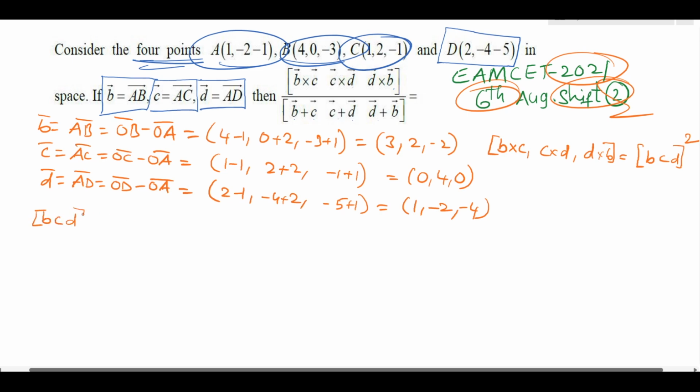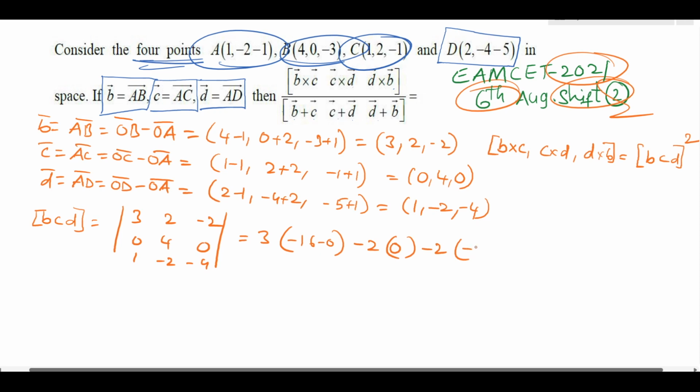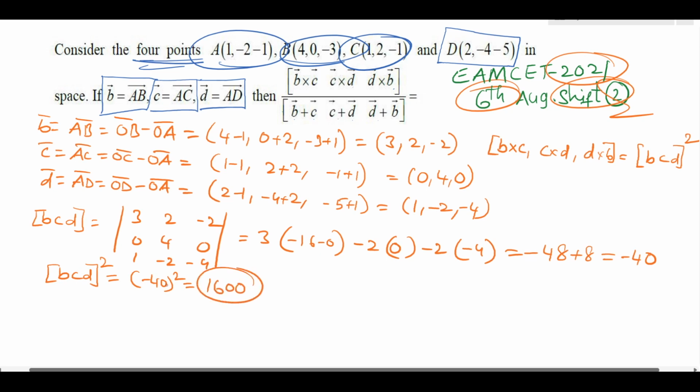Box of BCD is equal to, that is 3, 2, minus 2, 0, 4, 0, 1, minus 2, minus 4. That is equal to 3 of 4 into minus 4, minus 16, minus 0, minus 2 of 0, minus 0. This is 0, minus 2 of 0 minus 4, this is minus 4. 3 into minus 16, minus 48. This is minus 2 into minus 4, this is plus 8, this is equal to minus 40. Now box of BCD whole square is equal to minus 40 whole square is equal to 1600.